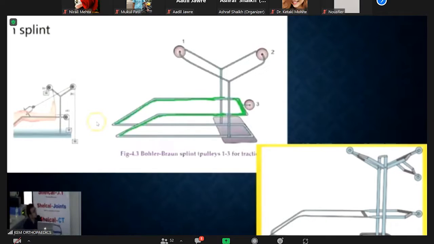So what's the name of this splint? Who has a mic? Please stand up and answer so that the others can listen and it will be helpful for the others. Just raise the hand. If you don't know the answer to this splint, then you will not pass in your exam for sure.